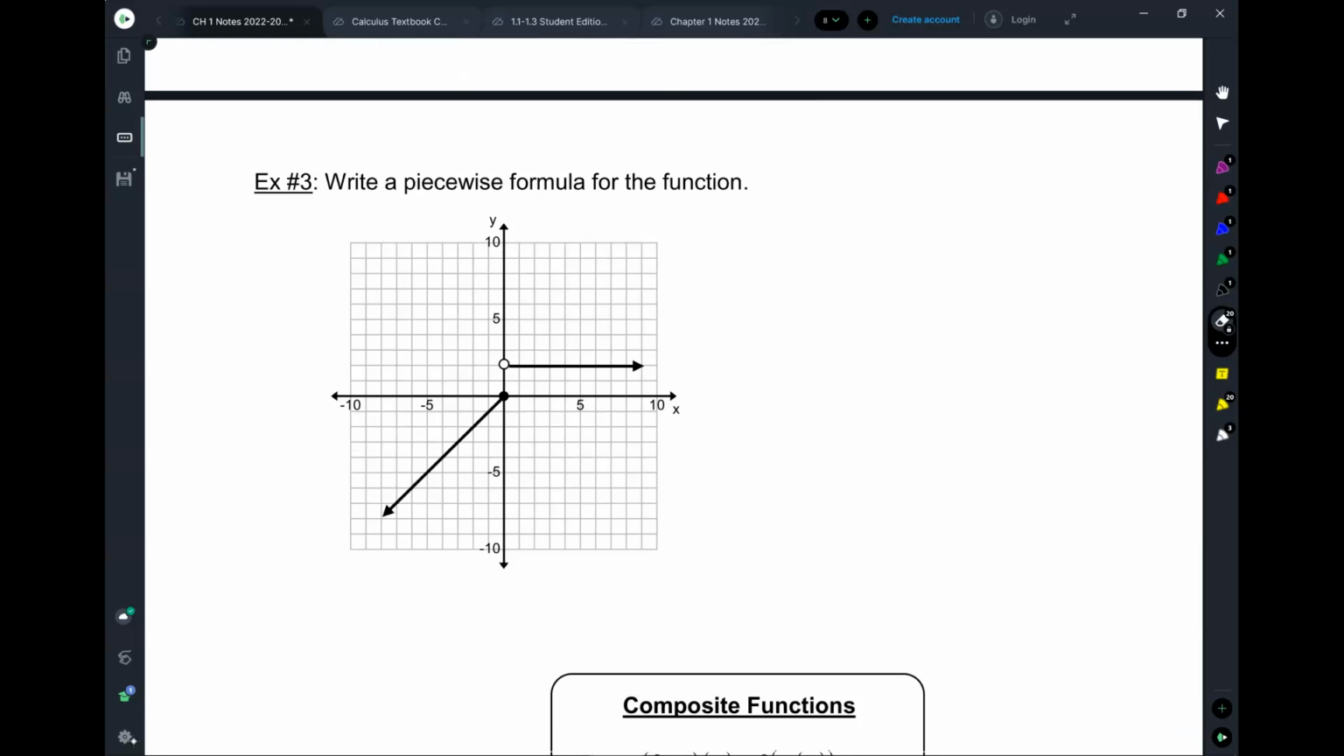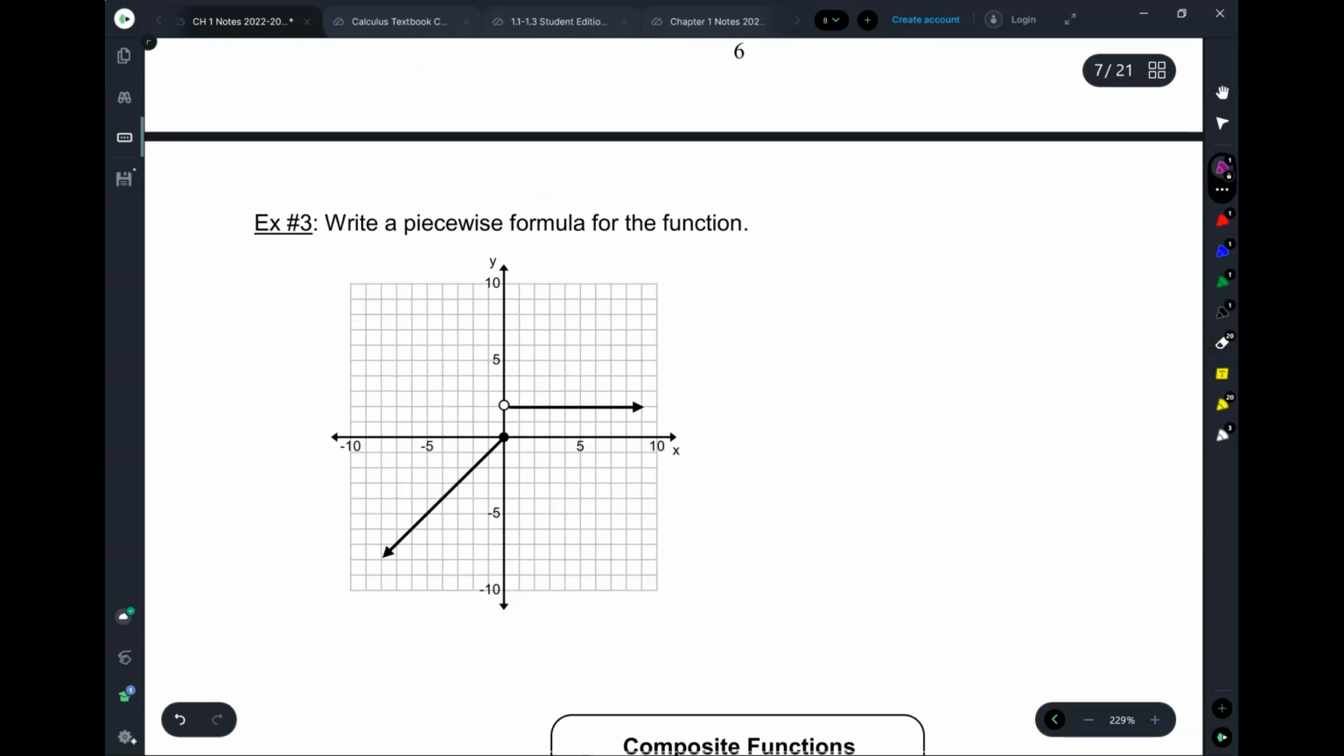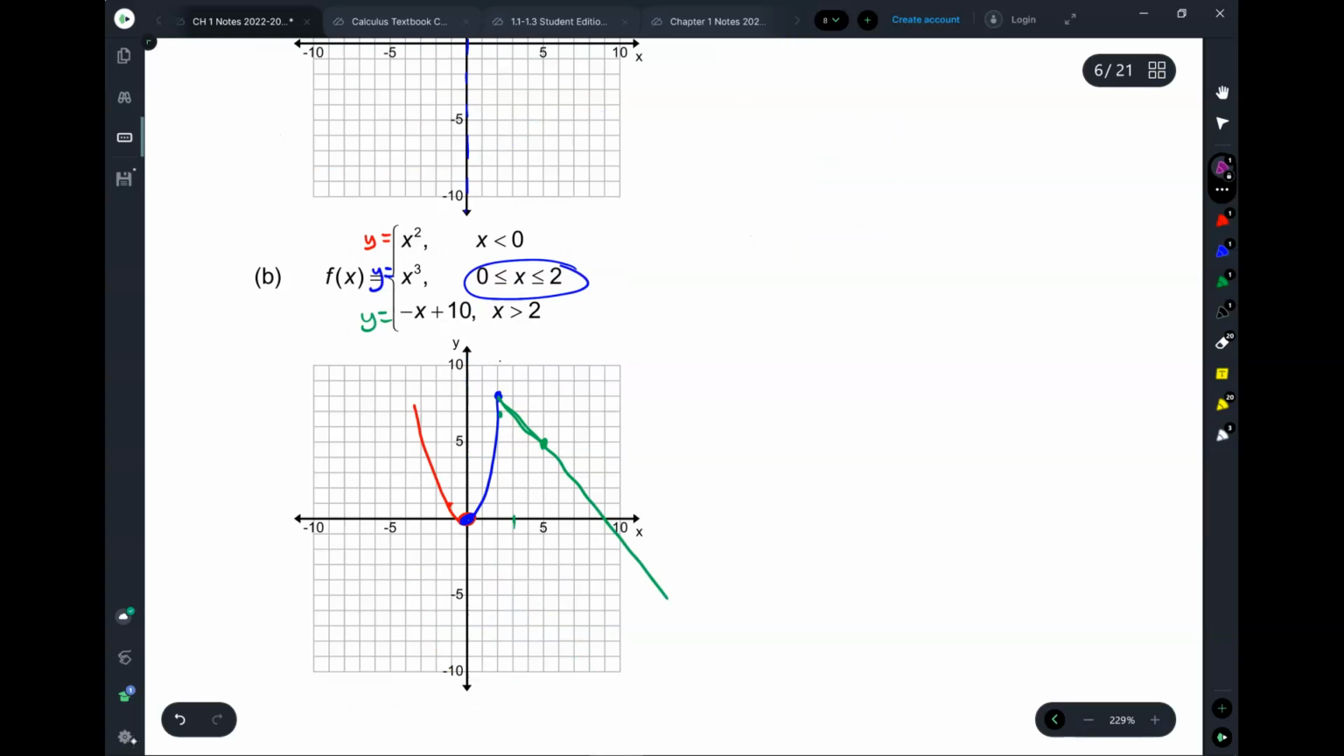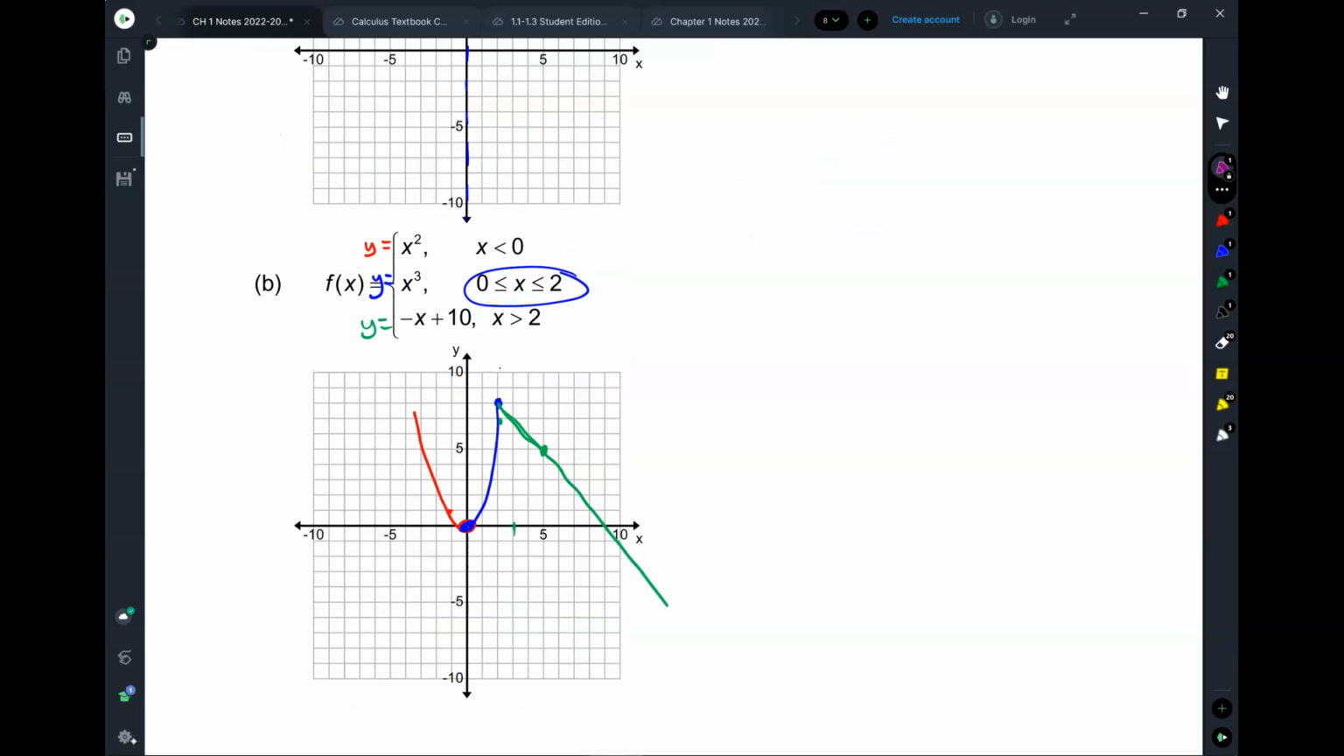Okay. Piecewise function. I love them. Let's write a formula for this. What would be the domain and range of this one? I have not gotten this question. What would be domain for this? Negative infinity to infinity. What would be range? Negative infinity to infinity, because this goes up and that goes all the way down. So both domain and range are negative to positive infinity.